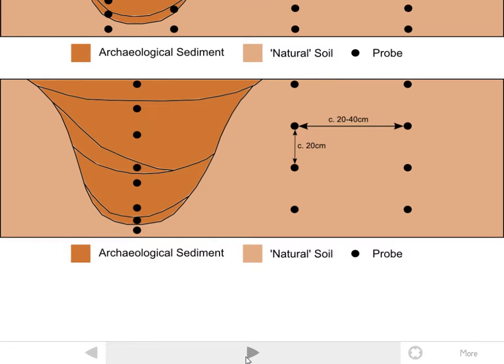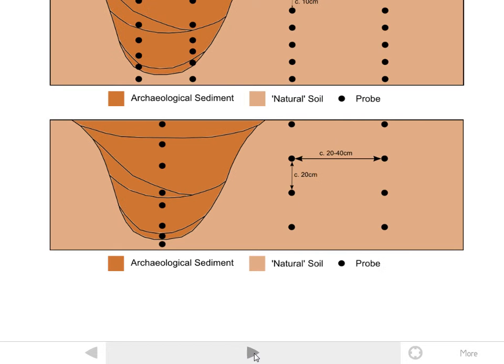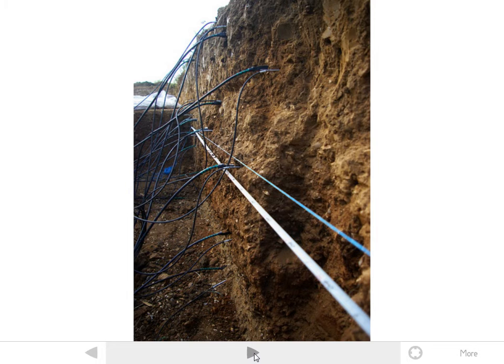This shows how we were intending to install the sensors in the ground in different locations, and this just shows us how we actually did that. So the difference between theory and practice. And I'm sure that Dan will be telling us more about that later on.